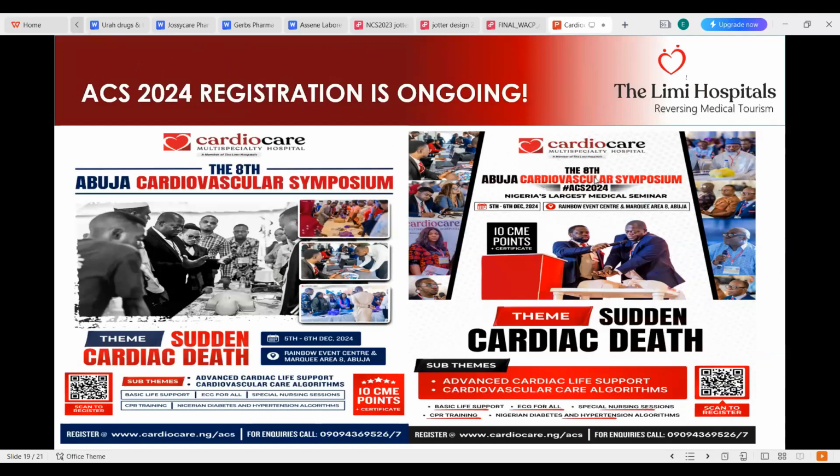You register now. To register, you go to www.cardiologist. Registration is going for as low as 10,000 naira. With the way Nigeria is, we'll also be feeding you. We'll be giving you breakfast, and we'll also be giving you certificates. We're in partnership with the Nigeria Cardiac Society.